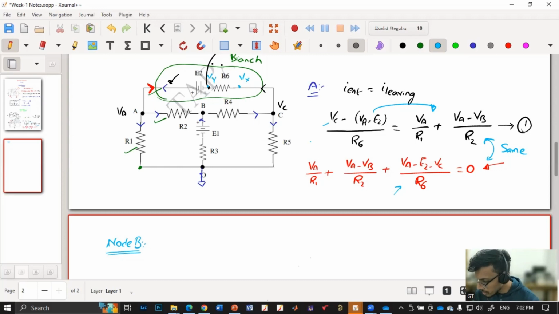So node B, I have assumed two currents are entering and one current is leaving. So what will be the value of this current?